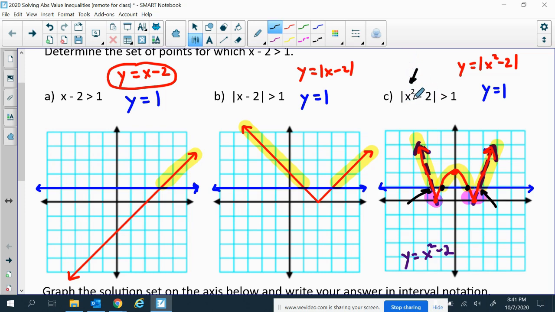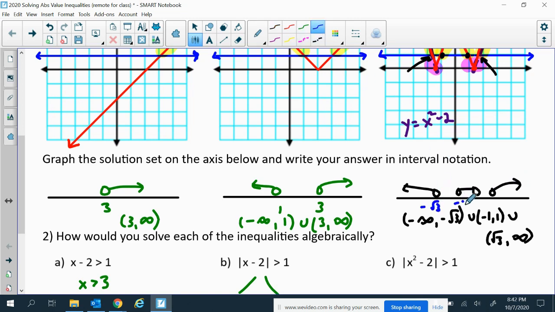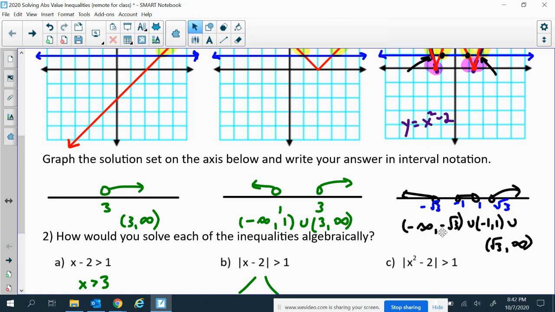What number is going to make this equal to 1? If I plug in square root of 3 or negative square root of 3, and it gets squared, we get 3 minus 2, which is 1. So the intervals where this works are negative infinity to negative root 3, union -1 to 1, union root 3 to infinity. If I graphed this, this is kind of what it would look like: -1, 1, and positive root 3. That would represent my solution set.